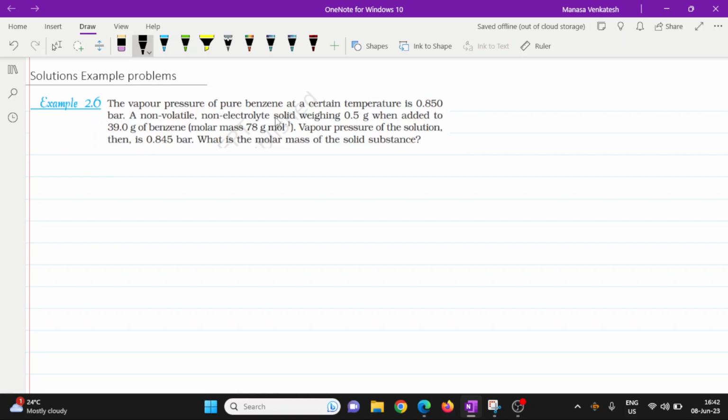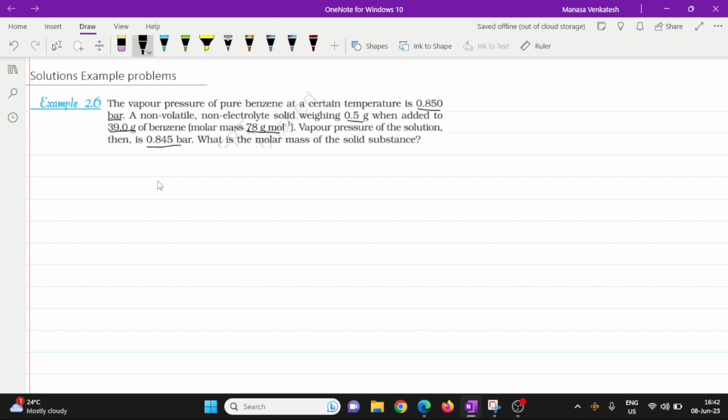So the vapor pressure of pure benzene at a certain temperature is 0.850 bar. A non-volatile, non-electrolyte solid weighing 0.5 grams when added to 39.0 grams of benzene, whose molar mass is 78 grams per mole. Vapor pressure of the solution is then 0.845 bar. What is the molar mass of the solid substance?